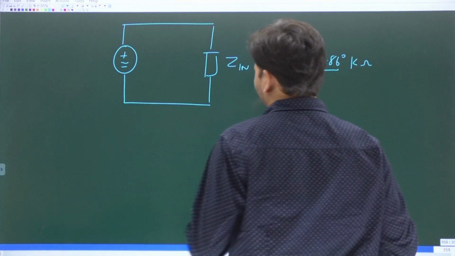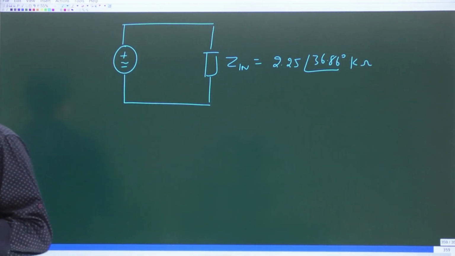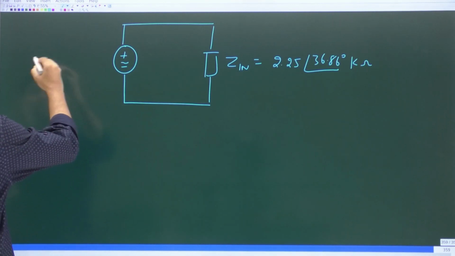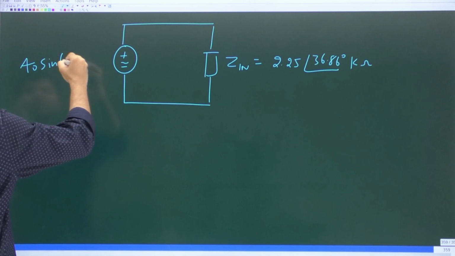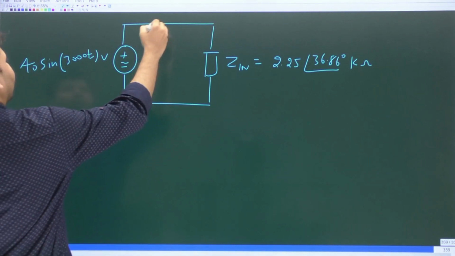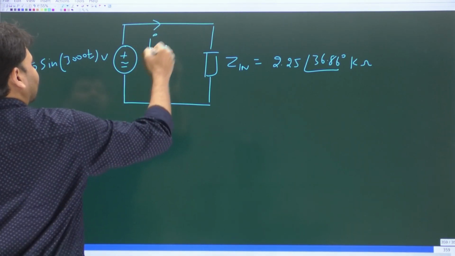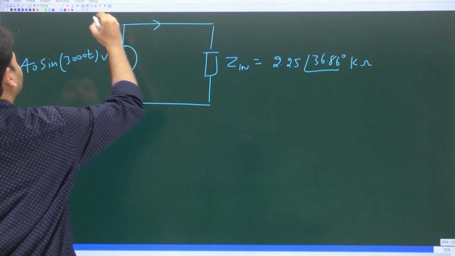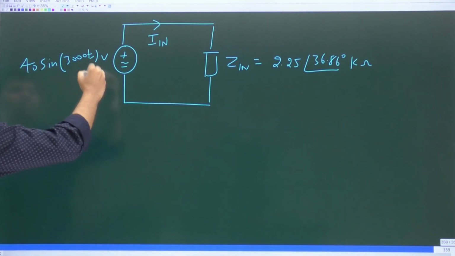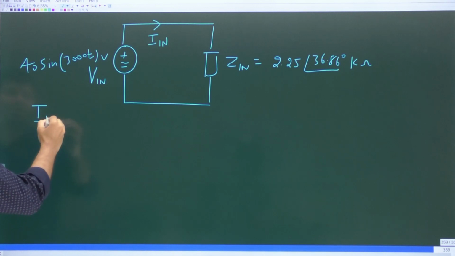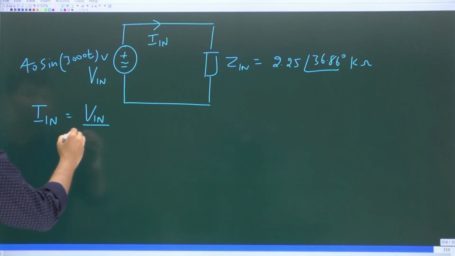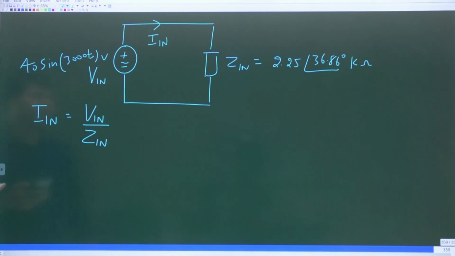36.86 degrees kilo ohms. Okay, and then this input impedance, or the single equivalent impedance, is what is connected across the sinusoidal voltage source. What is the value of the sinusoidal voltage source? 40 sine 3000 t volts. And the phasor current is what? IN. Obviously this is going to be capital Vn. As we already know, the phasor input current will be equal to the phasor input voltage that is applied divided by the input impedance, which is Zn.